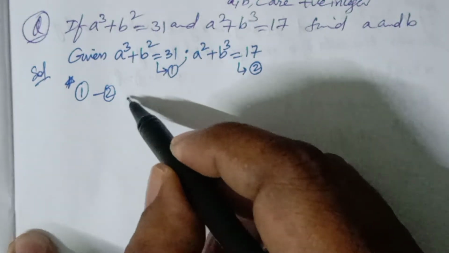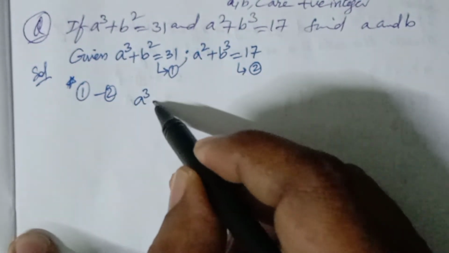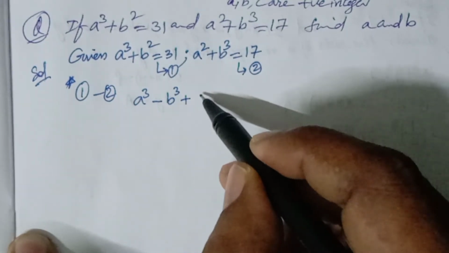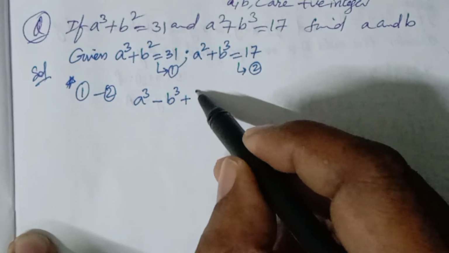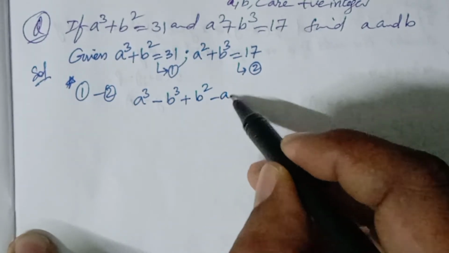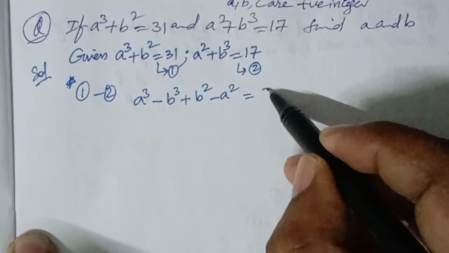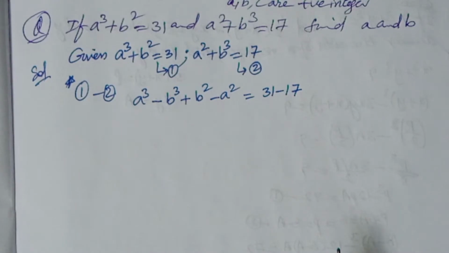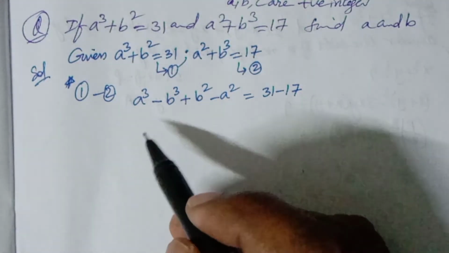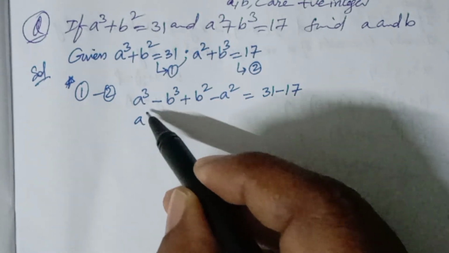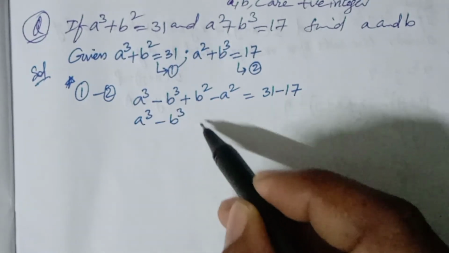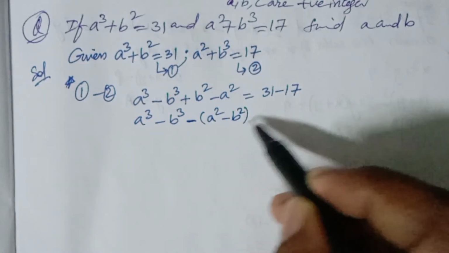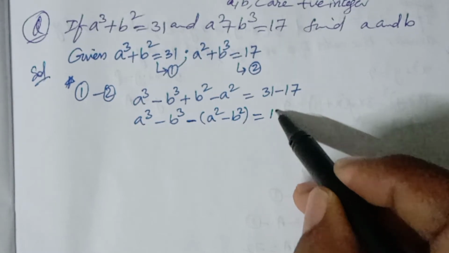So what will we get here, if you subtract: a cube minus b cube plus b square minus a square, that is equal to 31 minus 17. So here what will we get: a cube minus b cube, and here I am taking minus common, a square minus b square is equal to 14.